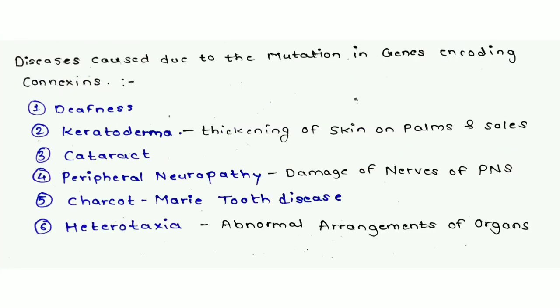Studying the defects that are caused due to the mutation in the gene encoding the connexins protein. The first is deafness, the second is keratoderma, the third is cataract, the fourth is peripheral neuropathy, meaning damage to the nerves of the peripheral nervous system. The fifth is sarcopterygosis, it is a form of neuropathy. And the sixth is heterotaxia, that is abnormal arrangement of organs or parts of body.